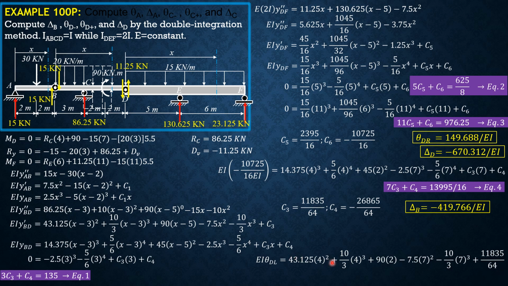So computing this value using your calculator, then expressed in decimal form, we now have theta D just to the left, and it is equal to negative 242.578 over EI. So that's it for this problem. And remember, this is the last example on beam deflection by double integration method.